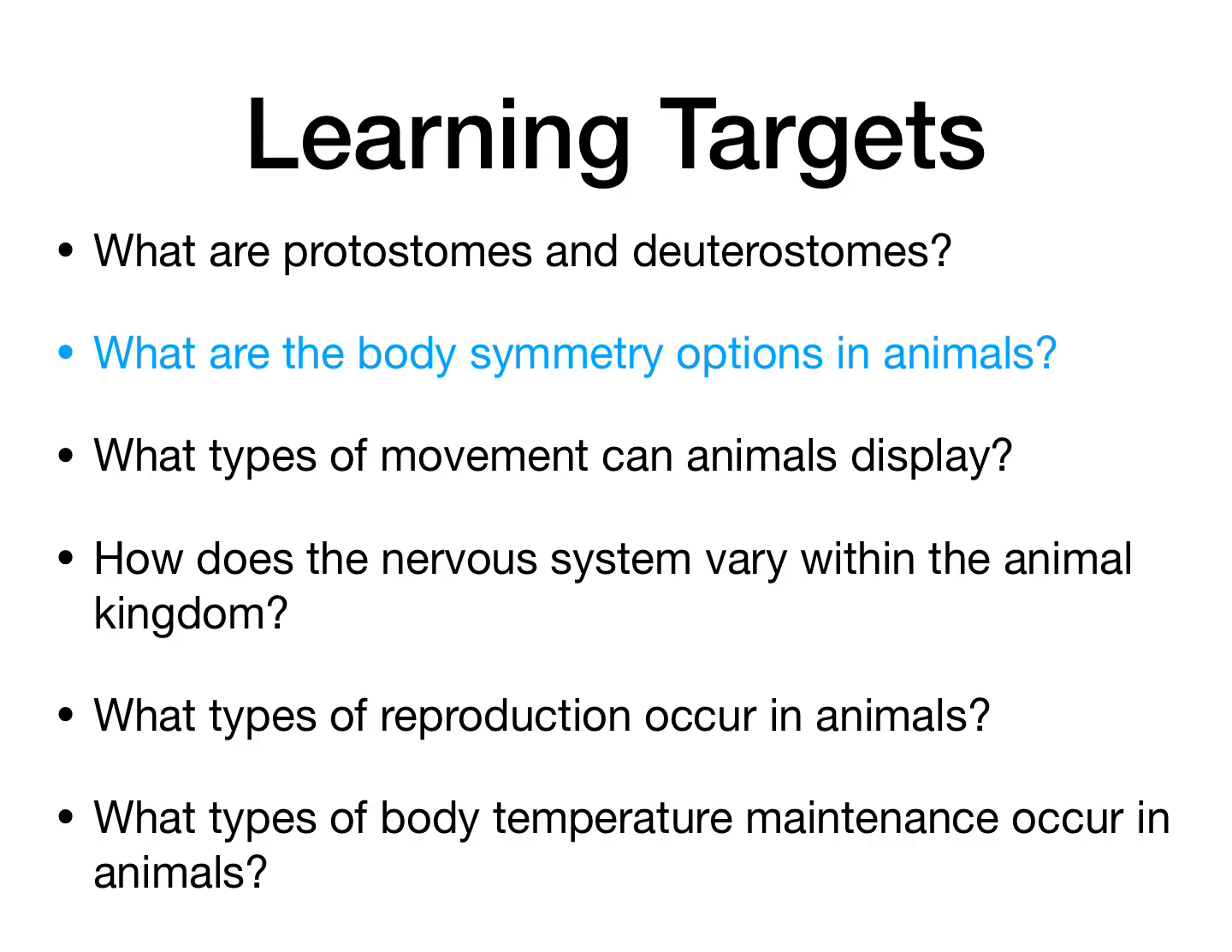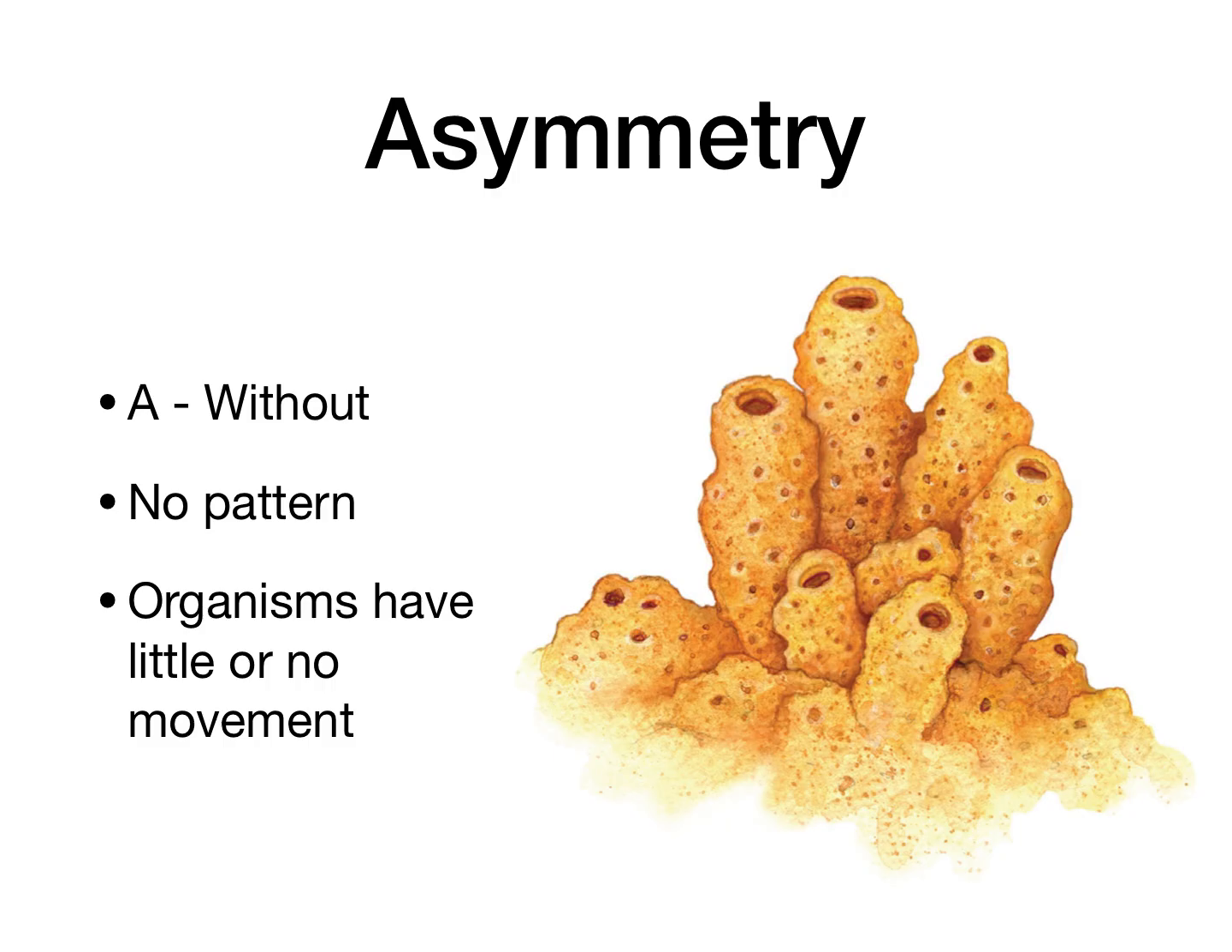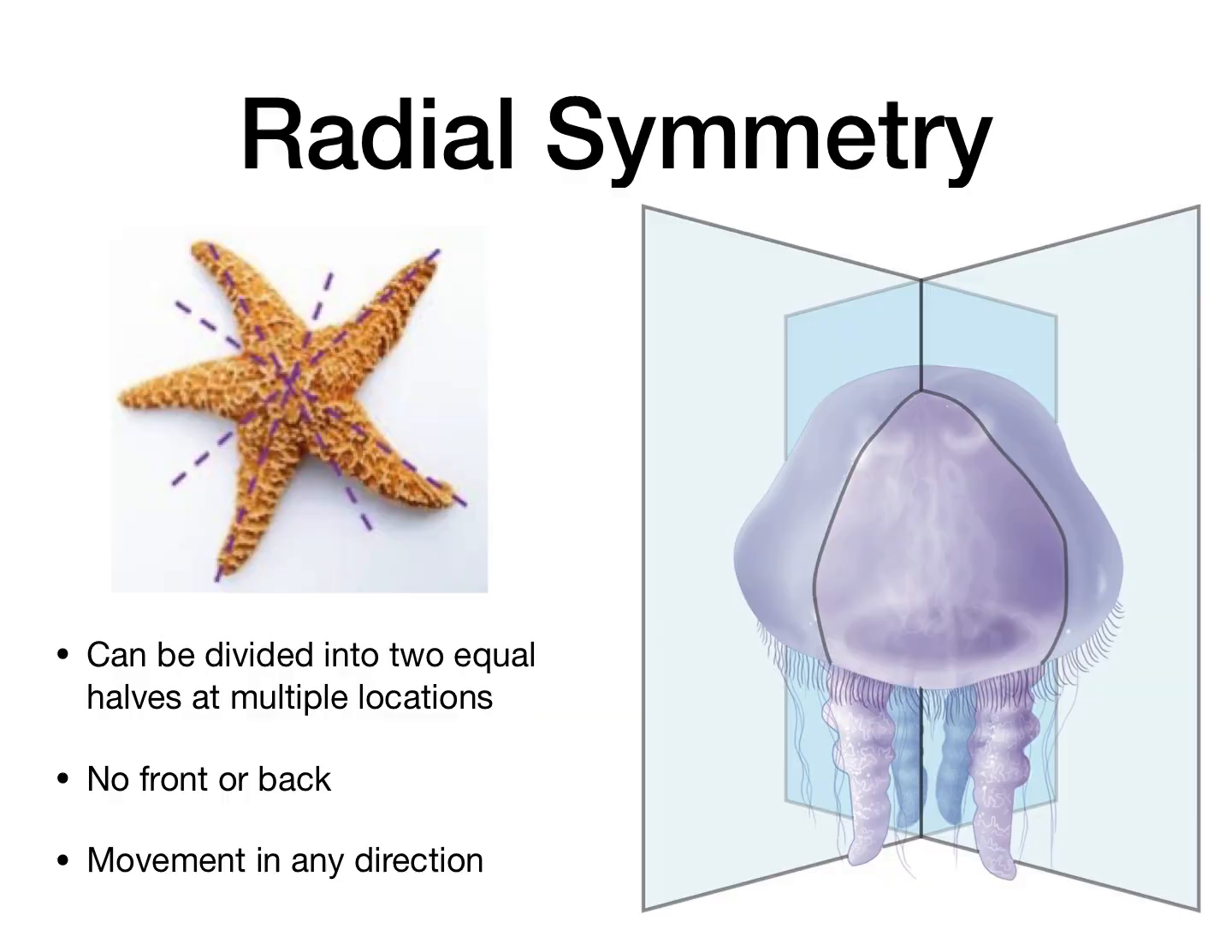Body symmetry. There are lots of types of symmetry. There can be no symmetry, and these animals have little or no movement as an adult. Right? There can be radial symmetry, where this animal can be divided into two equal halves at multiple locations. And you can see in both of these images, these animals, that can be true. And there is no front or back, which is giving you a hint about how they move in any different direction.